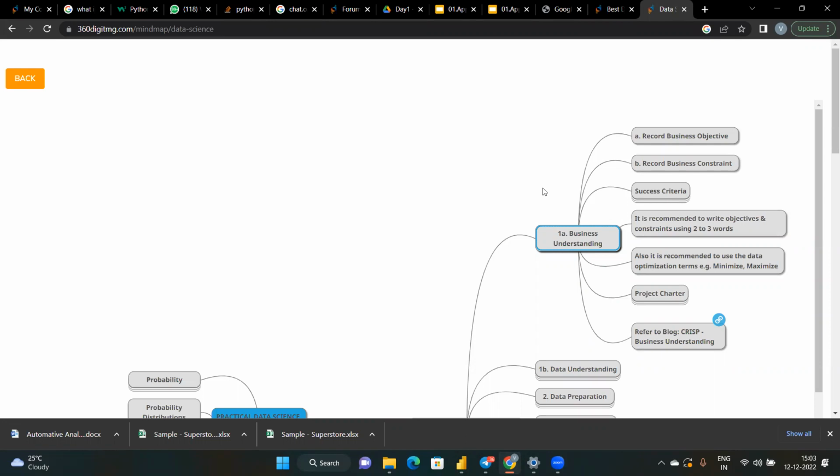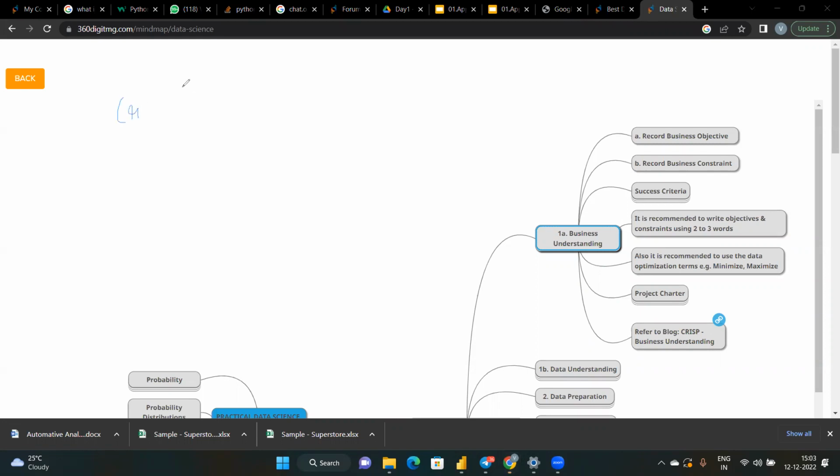So guys, whenever you get any project, if you're solving any business-related problem, you should always record the business objective and always record the business constraint. So what is this business objective and business constraint? Let me explain what is meant by business objective and business constraint. Let us go with a scenario. Let me talk about a credit card.